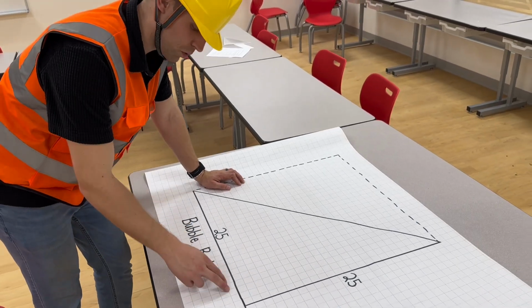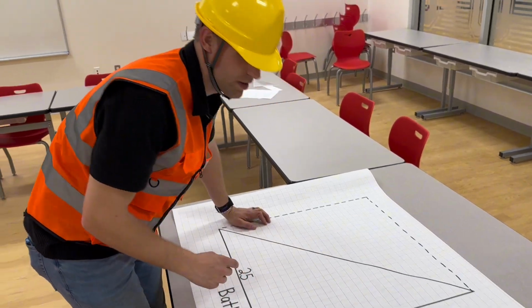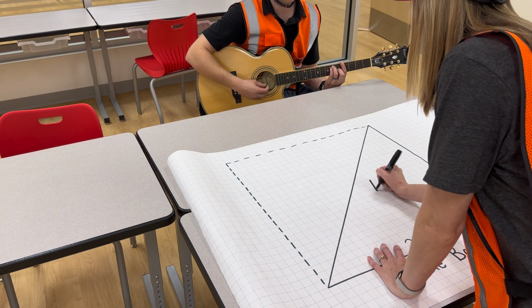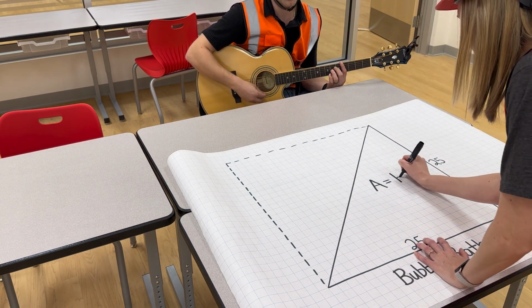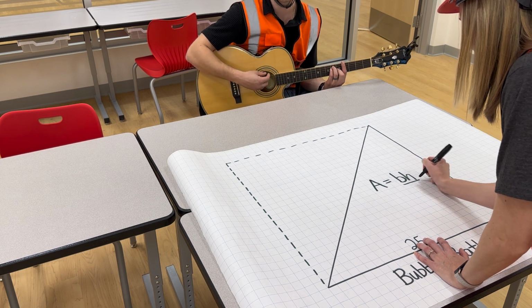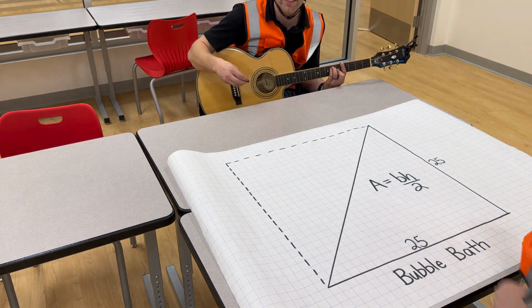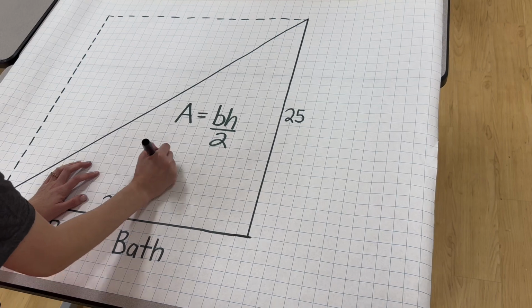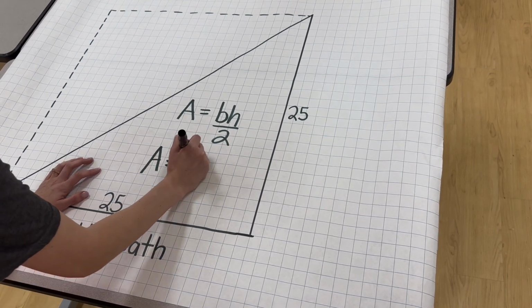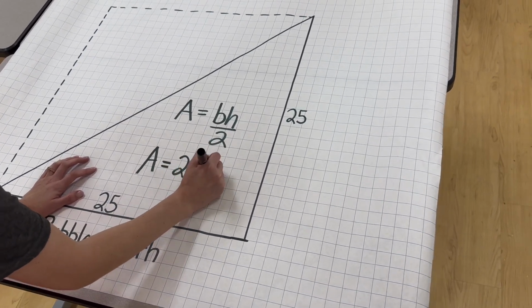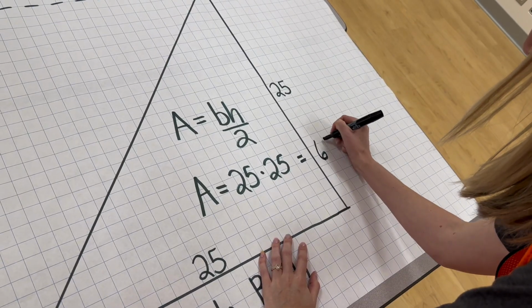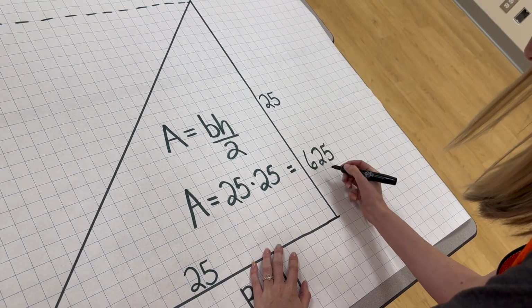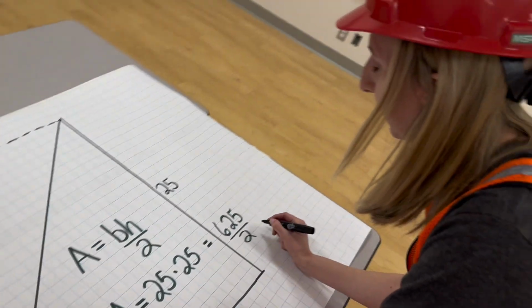So it's a base of 25 by a height of 25. Statistically, the best shape for a bubble bath. Finding the area of a triangle is quite a simple task. Just multiply your base by height and then cut it in half. To find the area of our triangle, we need to multiply our base of 25 by our height of 25, which is 625. And then you cut it in half.